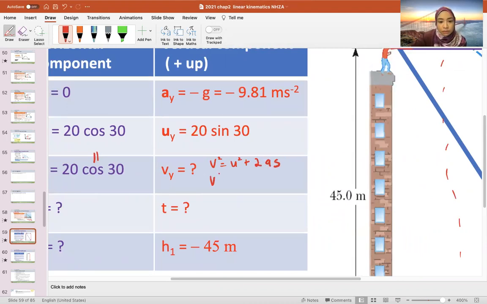V is our unknown. We take this value 20 sine 30. We're solving for Y, so all the values should be Y. Then 2 times minus 9.81. Value for S is minus 45. Can someone solve V for me, please? What is V? I don't know where my calculator is.